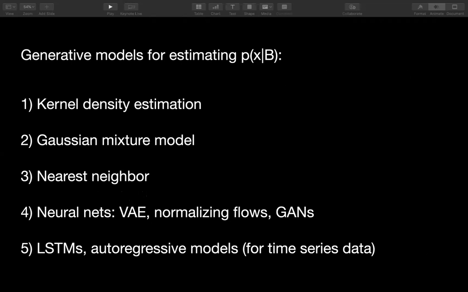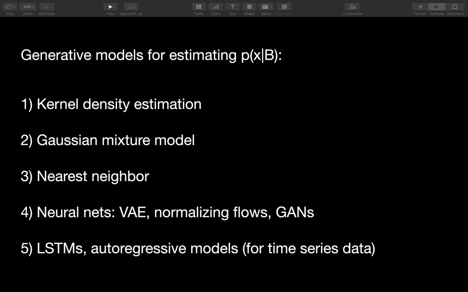I'll just throw up a few techniques that I think are worth being aware of if you're new to this area. There's a whole bunch of techniques in the machine learning literature for generative models that could be used for this. It's a little different from the classifiers we're used to because we need not just a decision, yay or nay, but a probability score. There are classical techniques, KDE, Gaussian mixture models, nearest neighbor, that work well in low dimension, but struggle with high dimensional feature vectors.